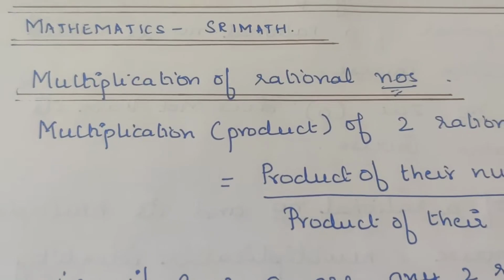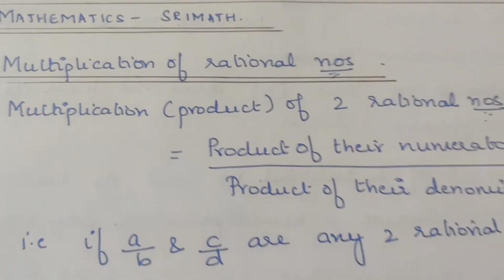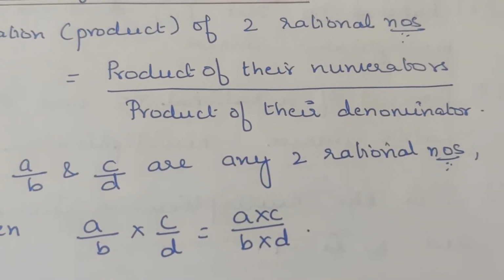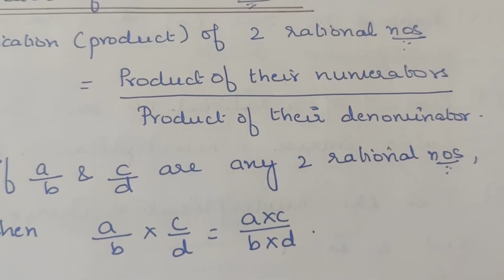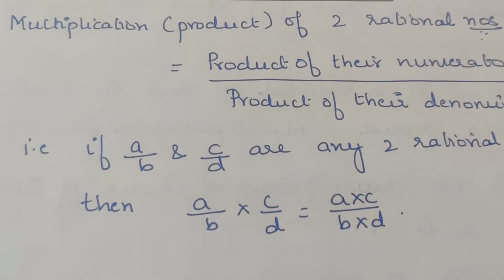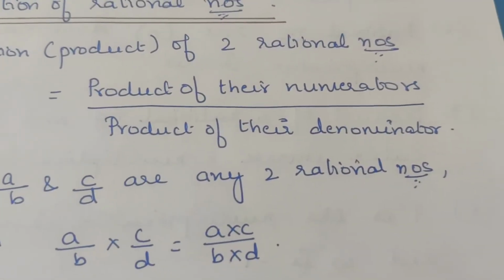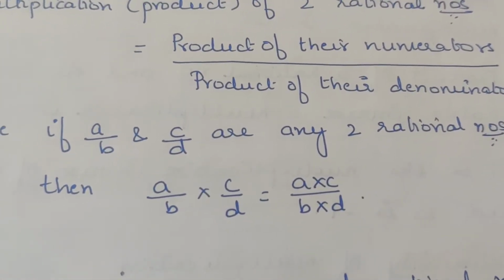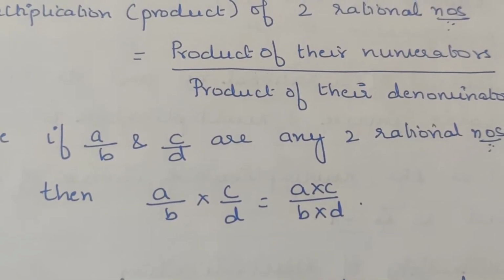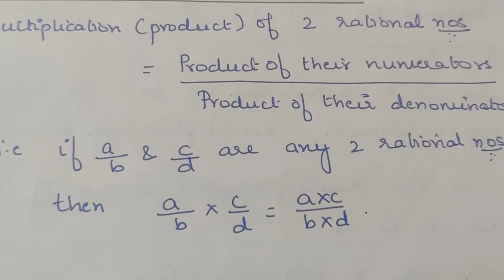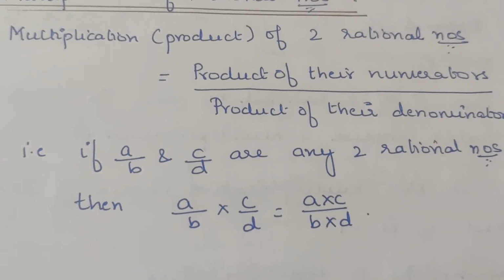Multiplication of rational numbers. Multiplication is nothing but the product of two rational numbers is equal to the product of the numerators by the product of their denominators. Hope this is clear. If a by b and c by d are any two rational numbers, then a by b into c by d is equal to a into c by b into d. I know you guys know all this, but it's just a refresher.